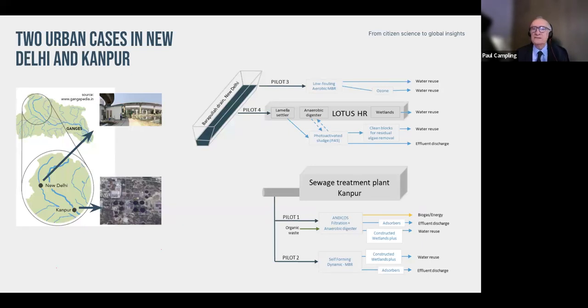And then the second case area is the Kanpur case, where we're working with technologies to improve the treatment for the urban sewage treatment plant. But of course, in Kanpur, this is at the Jajmal treatment plant.